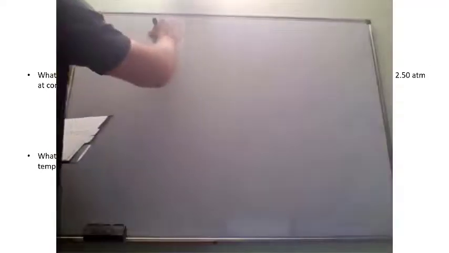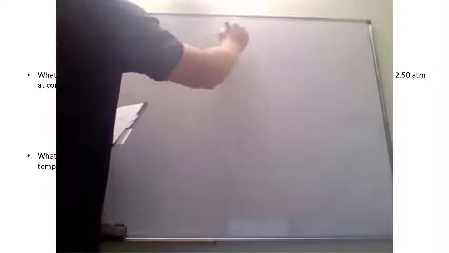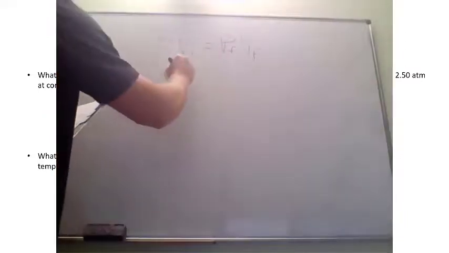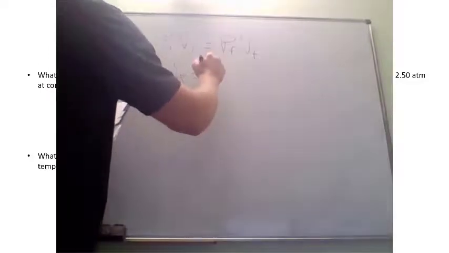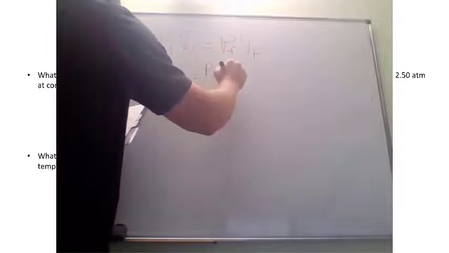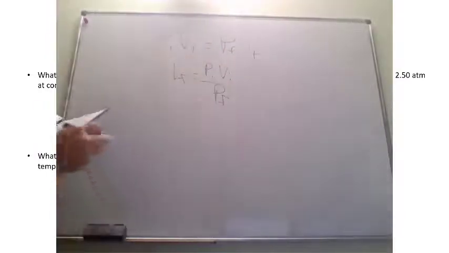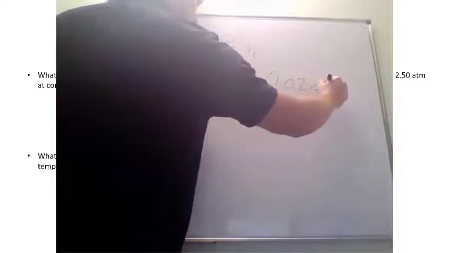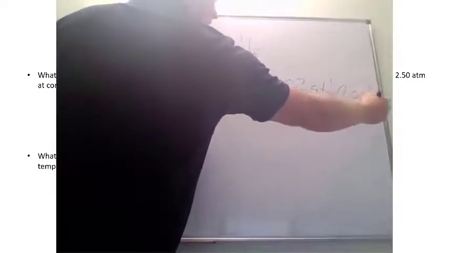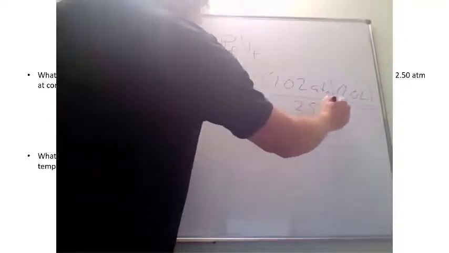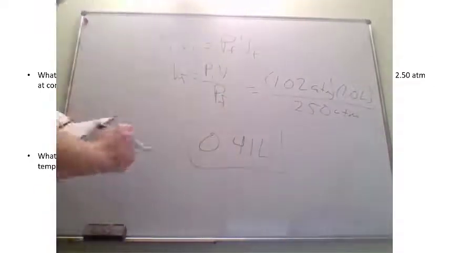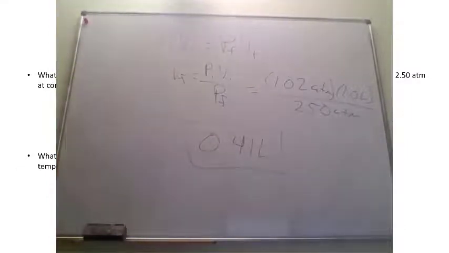So we have our P initial times V initial equal to our pressure final times volume final. We're trying to solve here for our final volume. So if we rearrange our equation, we find that the volume final is equal to our initial pressure times our initial volume over our final pressure. If we input our values, we started out at 1.02 atmospheres and 1.0 liters, and we're going to a final of 2.5 atmospheres. Plug and chug, we get a final answer of 0.41 liters, showing two significant figures, which matches our lowest number of sig figs in our starting problem.